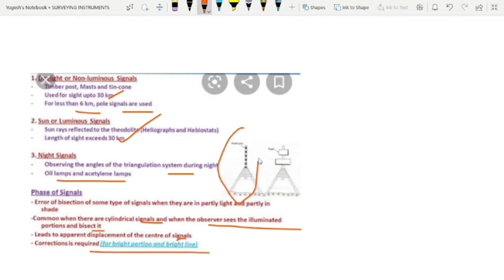This is basically the pole signal. This is basically the target signal. So my dear students, this is the pole signal.